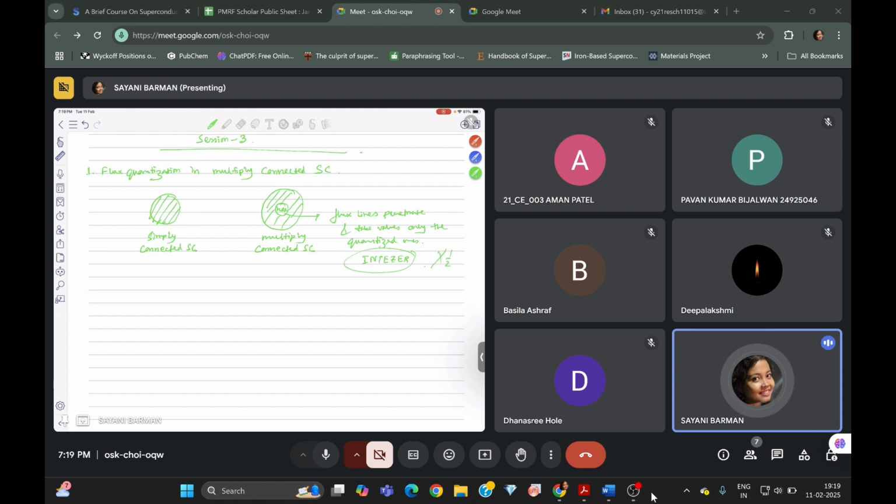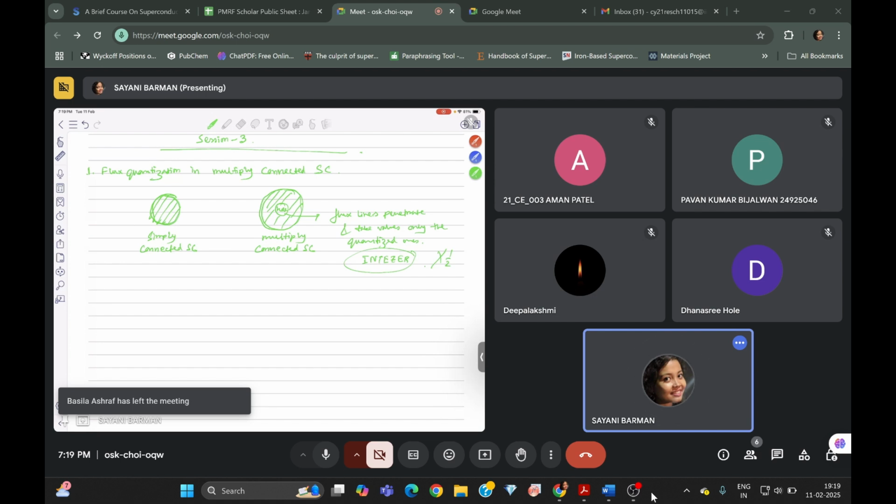Now for simply connected superconductors, this flux quantization holds through the contour in every corner of this area. But for this one, there is one specific area allotted for the superconducting. And for the normal one, the contour can shrink to zero, right? But for the multiply connected one, it's not possible. Okay, so this was the first question.